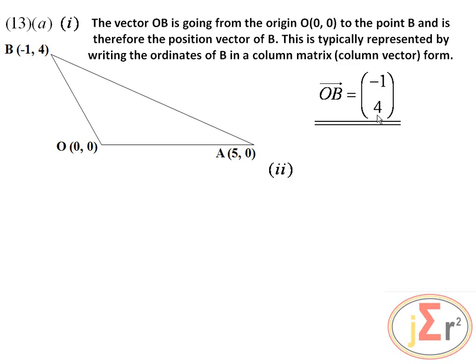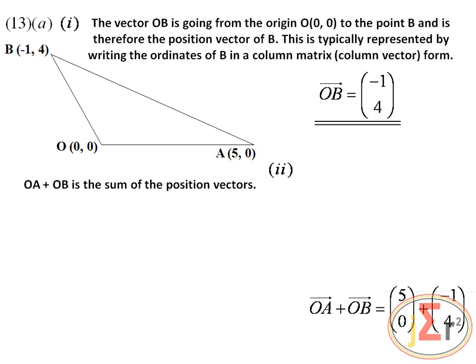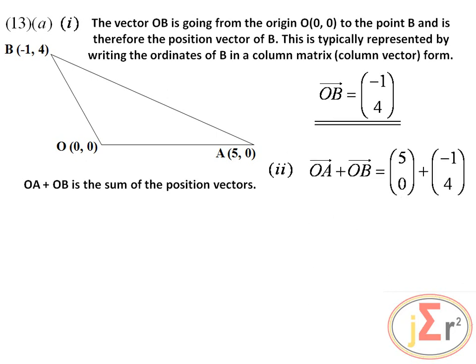Next, we are required to find OA plus OB. OA plus OB is the sum of the position vectors, so the sum of the vector OA and the vector OB. So add those: 5 plus -1 is 4, and 0 plus 4 is 4. And that is all there is to it.